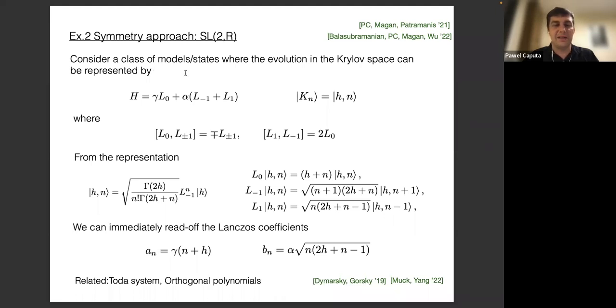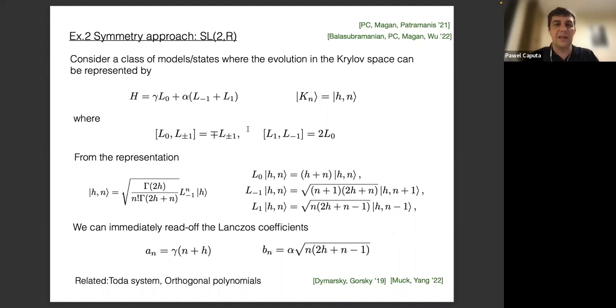We consider a class of models or even a class of states where the evolution in the Krylov space can be represented by such a Hamiltonian. Let's put gamma L0 plus alpha (L1 plus L minus 1). This is the representation of a certain Hamiltonian in the Krylov basis in this particular form. I told you that the Hamiltonian has to be tridiagonal, and indeed this Hamiltonian is tridiagonal in this particular basis K_n being h, n.